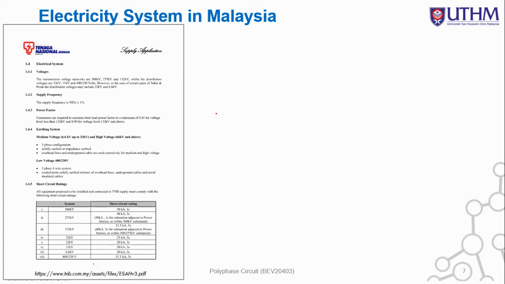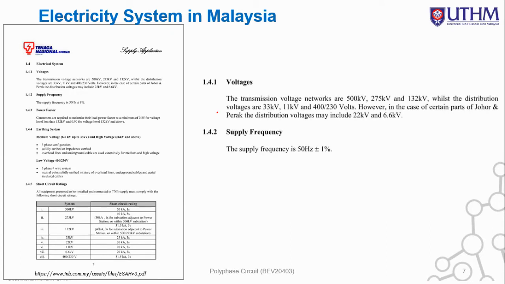Just to recap what we have seen earlier, the electricity system in Malaysia, as defined by TNB: the transmission network voltage is either of these three values. The distribution system voltage may fall under these three values. However, in some parts of Peninsula Malaysia, especially Johor and Perak, distribution voltage may include 22 kV as well as 6.6 kV. The supply frequency is about 50 Hz.